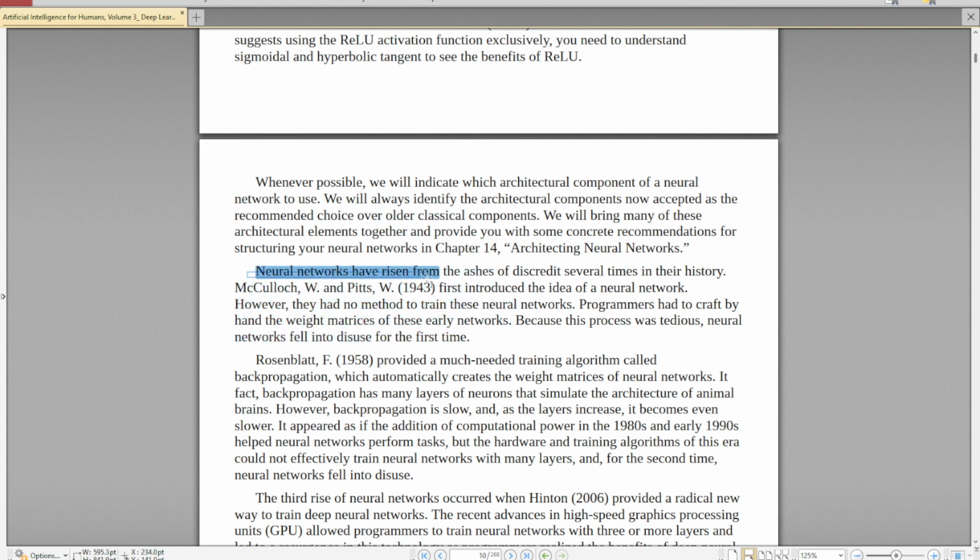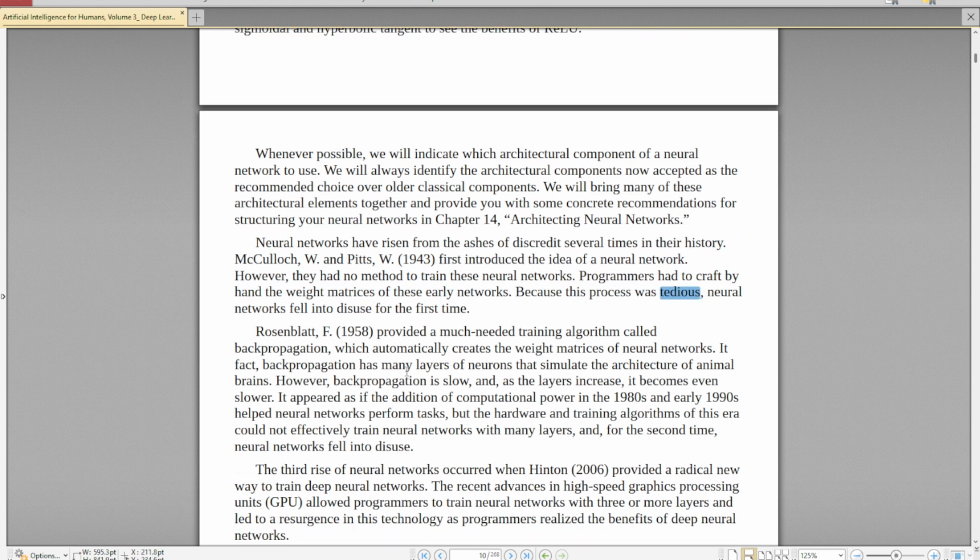Just go through this. Neural networks have risen from the ashes several times in their history. McCulloch and Pitts launched the idea of neural networks, however they had no method to train these networks. Programmers had to craft by hand and create matrices for these early networks. So in 1943 a person discovered the neural network, but further he could not train it, so programmers had to work the weights by hand for the first neural network.